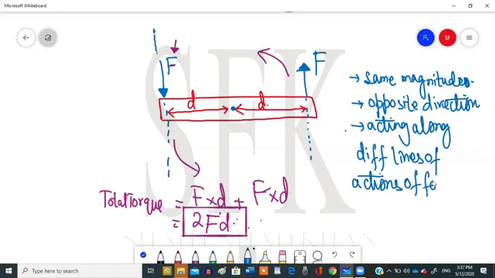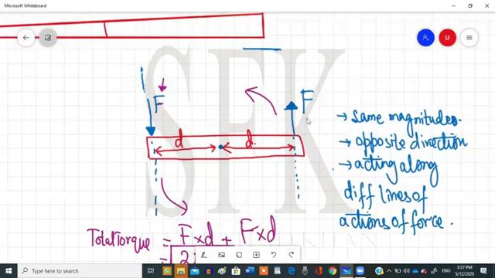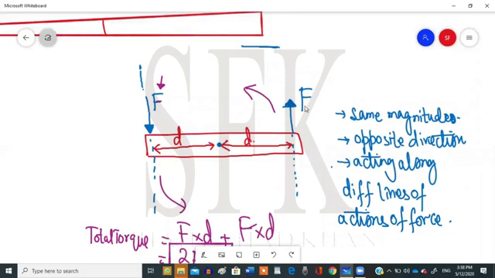Sir, can you please explain the third part? The third point: acting along different lines of action of force. I'm going to explain all three again. Forces which have the same magnitude means F and F, their magnitudes are the same. Opposite directions: one is acting upward, other is acting downward. And acting along different lines of action. This dotted line is the line of action of this force, the line along which the force is acting. And for the force to the left, the dotted line over here represents its line of action. These two lines of action are different, right? They are not exactly the same.